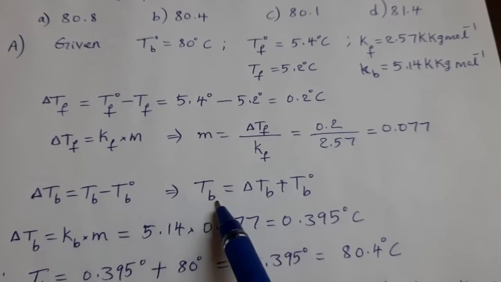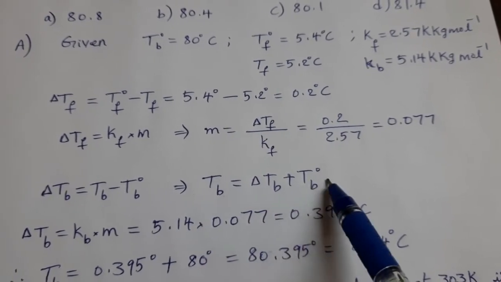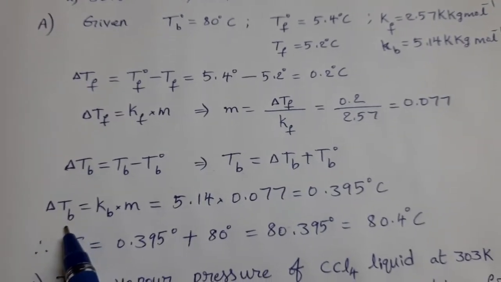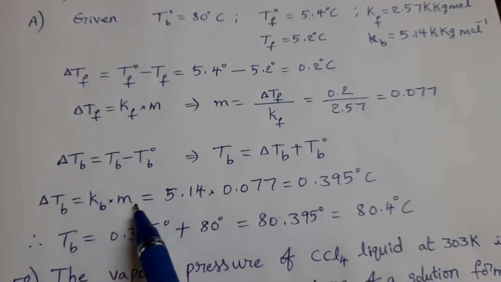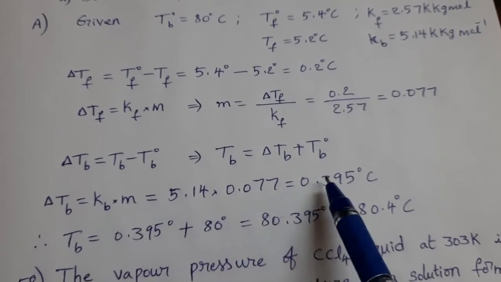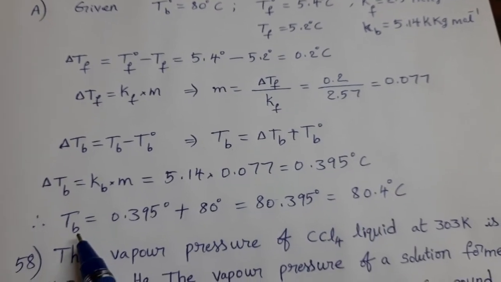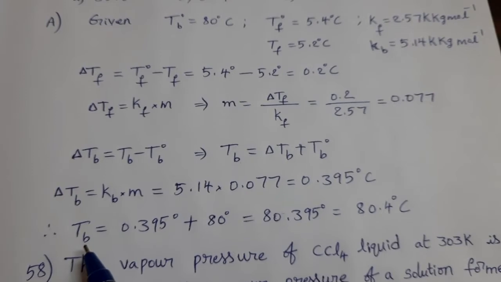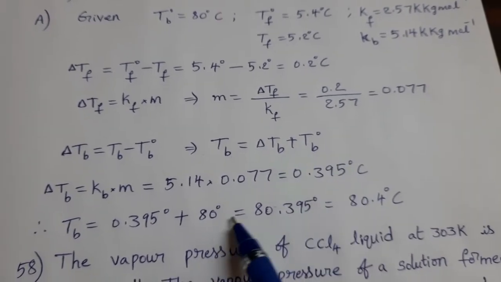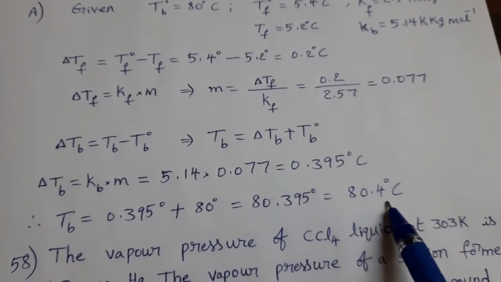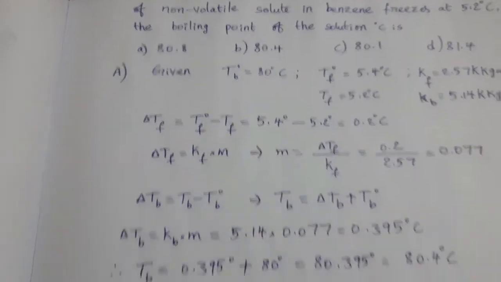From this we want Tb, then Tb equal to delta Tb plus Tb naught. This delta Tb we can get from this formula: delta Tb equal to Kb into m, molality, that is 0.395 degrees Celsius. Finally, boiling point of the solution equal to, substitute this delta Tb and Tb naught, then we get 80.4 degrees Celsius. What is the option? Option B is the answer.